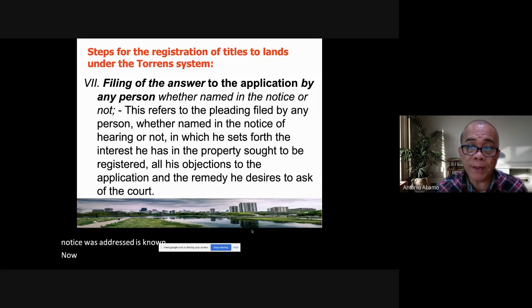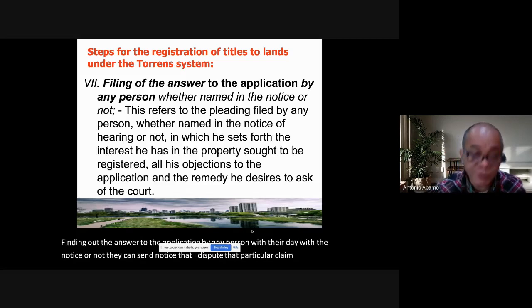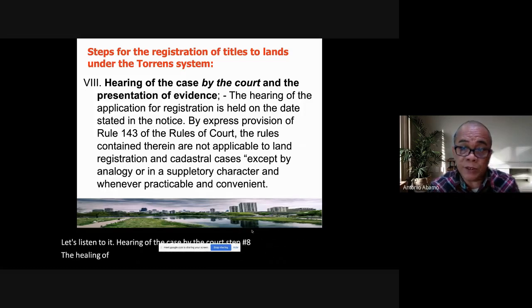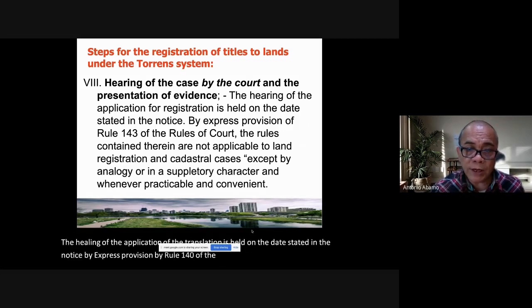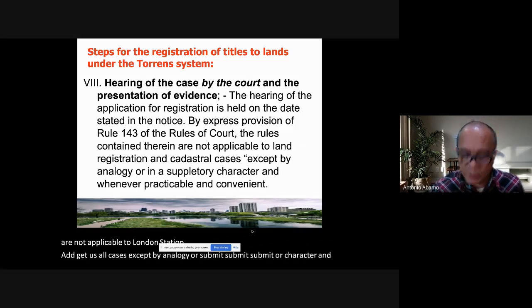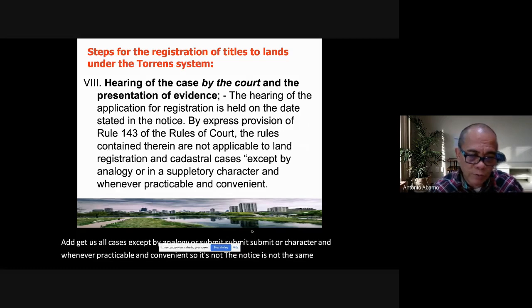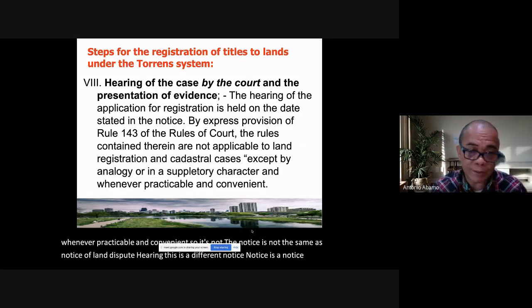Now, filing of the answer to the application by any person, whether named in the notice or not. They can send notice that I dispute that particular claim. Now then, hearing of the case by the court, step number 8. The hearing of the application for registration is held on the date stated in the notice. By express provision of Rule 140 of the court, the rules contained therein are not applicable to land registration and cadastral cases except by analogy or suppletory character and whenever practicable and convenient. So this notice is not the same as the notice of a land dispute hearing. This is a different notice. This is a notice for registering ownership.